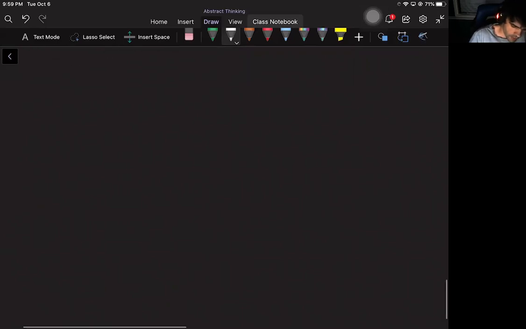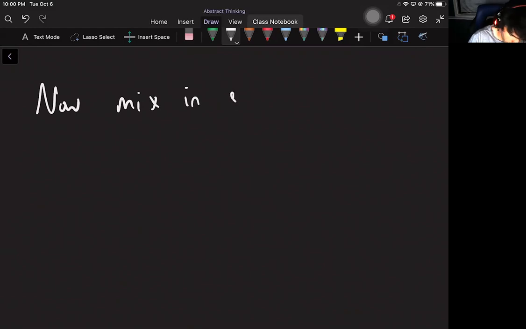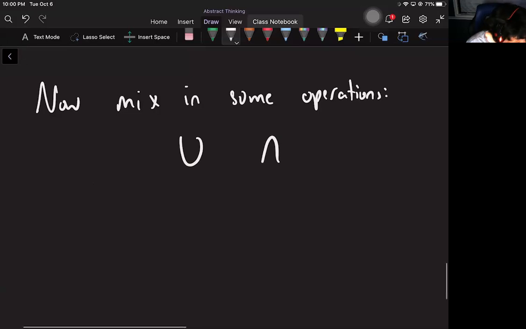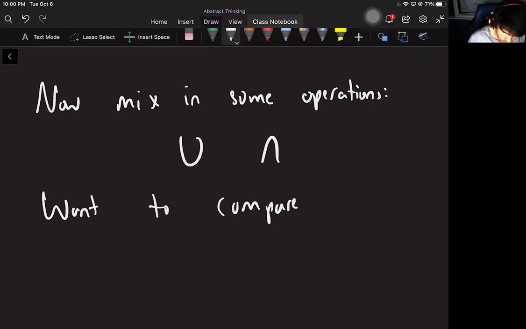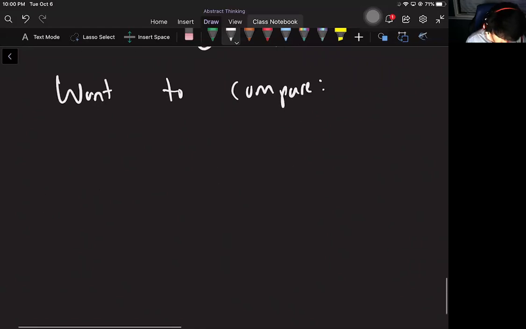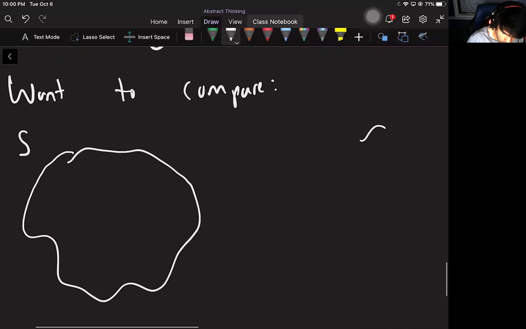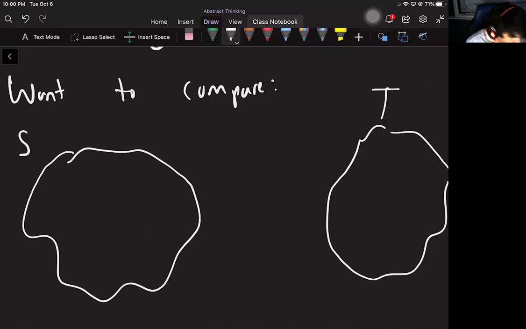Okay, but let's throw in some more stuff now. So now we're going to mix in a little something extra, some spice. And by spice, I mean operations. So union and intersection. So we want to think about combining these with what we just did. So let me display that with a picture. So we want to compare this idea. Say I have my set S, which I'll just draw as a blob, and I have my set T, which I'll draw as this other blob.